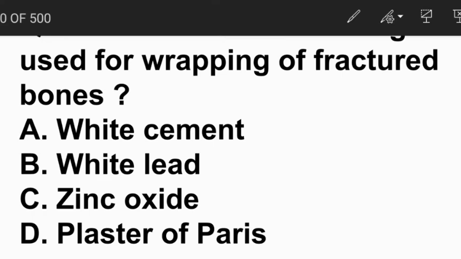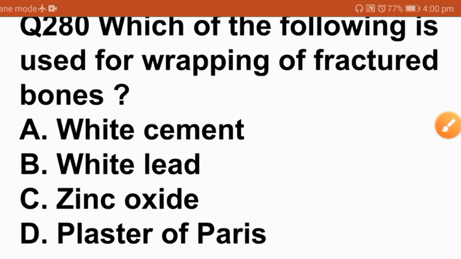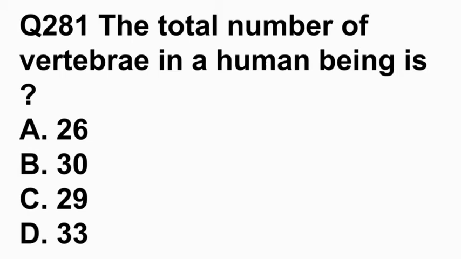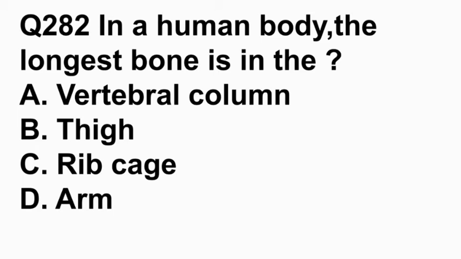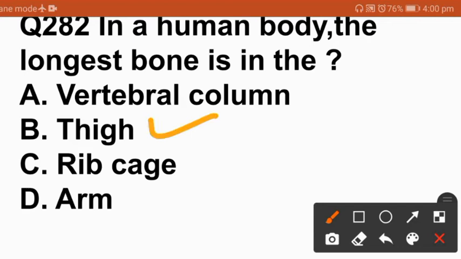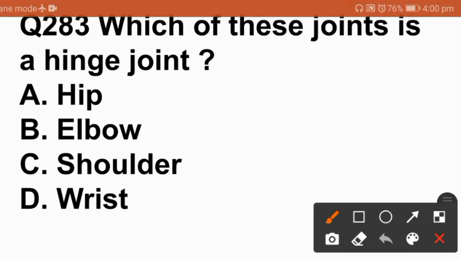D. Plaster of Paris. The total number of vertebrae in a human being is A. 26. In a human body, the longest bone is in the B. Thigh. Which of these joints is a hinge joint? B. Elbow.